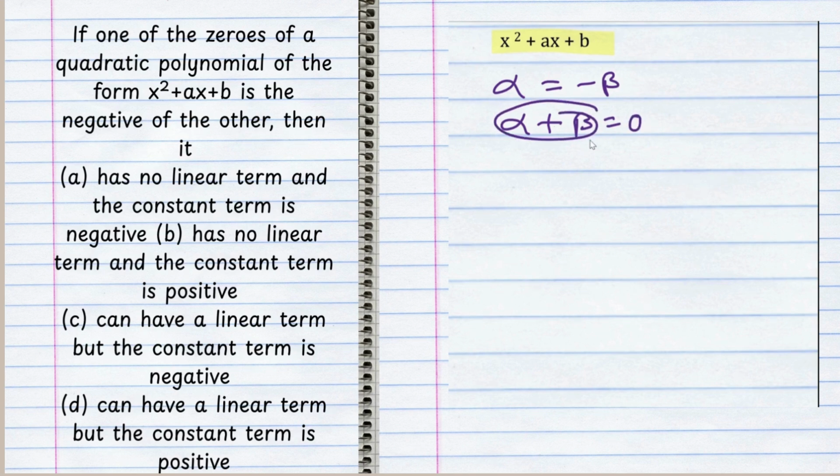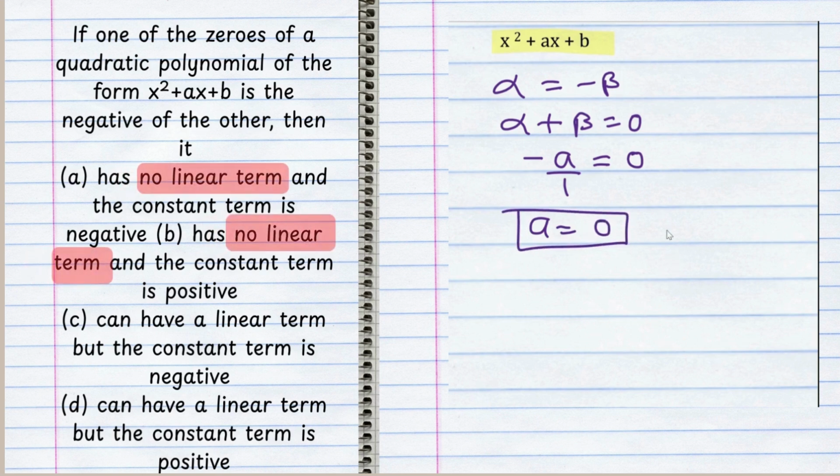And what is sum of these zeros? As per the coefficients, it is negative coefficient of x divided by the coefficient of x squared. So negative coefficient of x in this case will give you minus a over coefficient of x squared, which is 1. So we can say minus a over 1 equals 0, or I can say that a equals 0. So we got the linear term here. This is the linear term as 0.